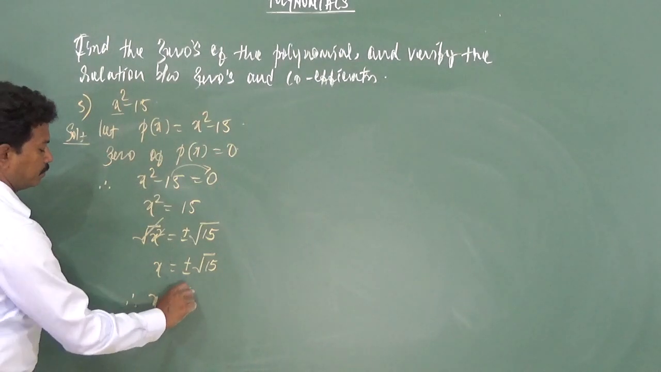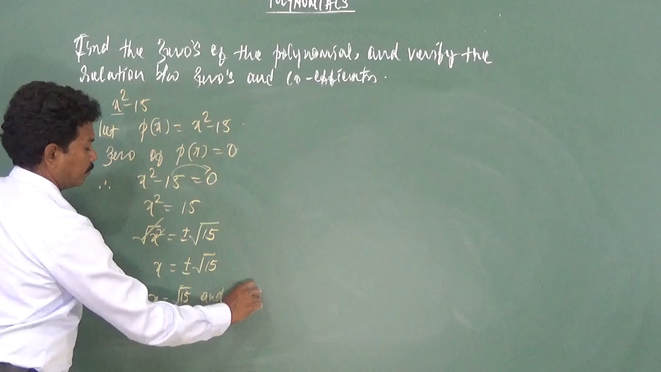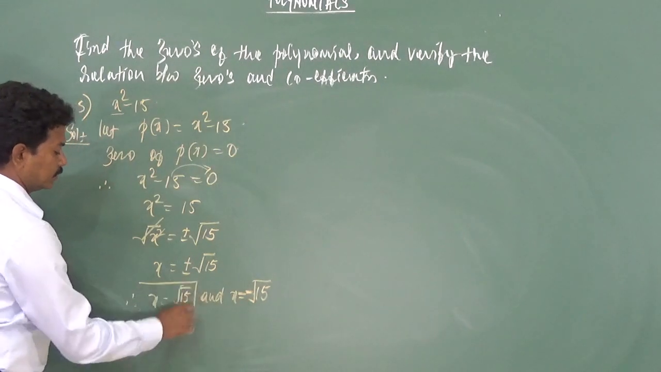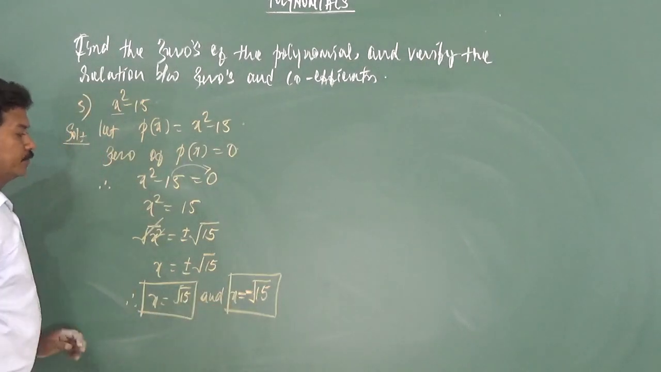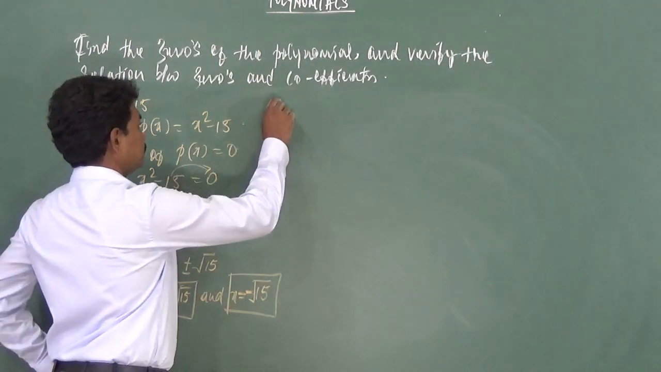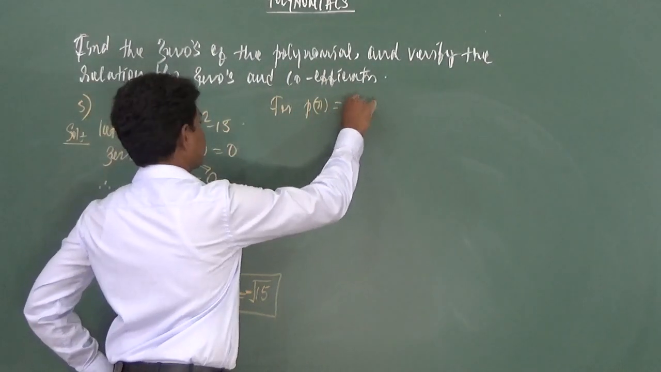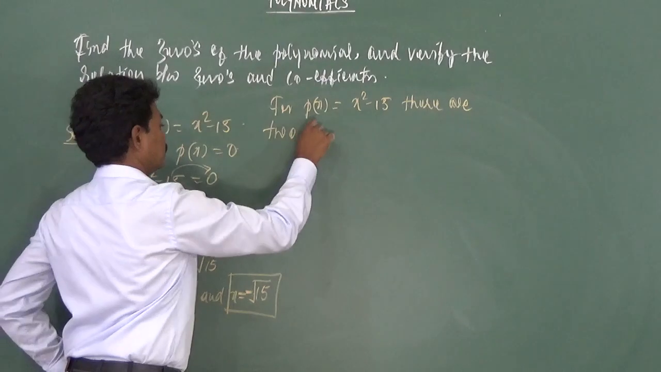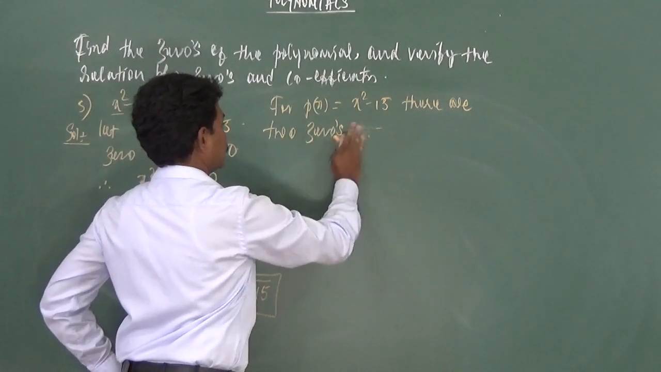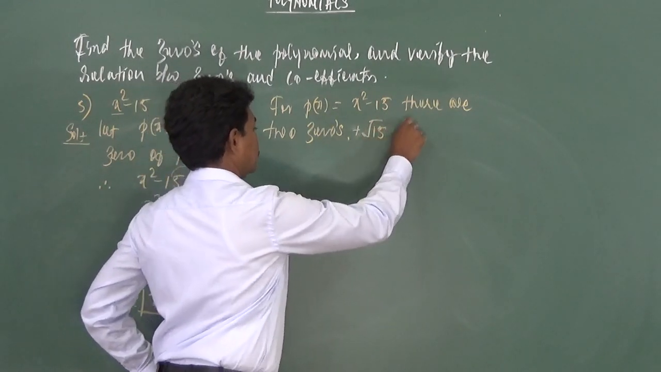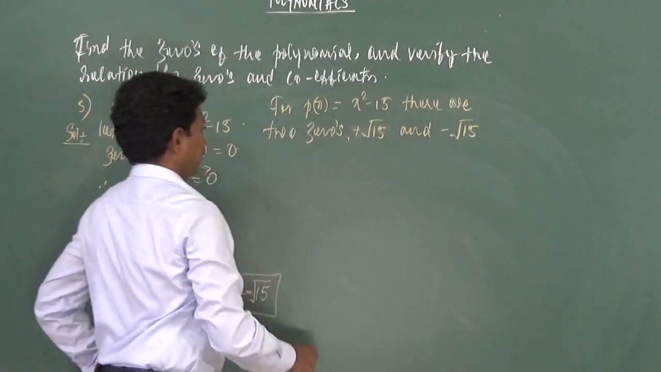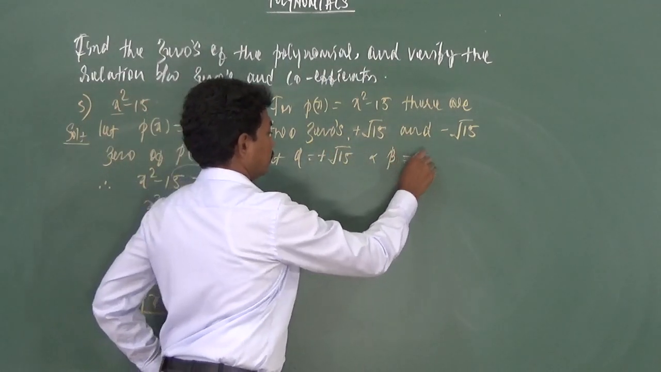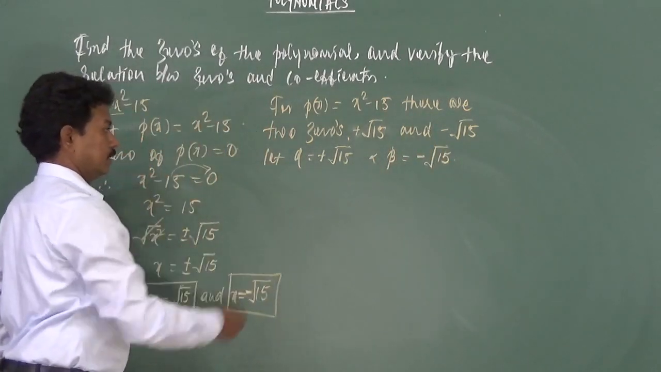Therefore x is equal to plus root 15 and x is equal to minus root 15. The minus should be written outside, not inside. So x is equal to root 15 and x is equal to minus root 15. These are the two zeros. So for p of x is equal to x square minus 15, there are two zeros, plus root 15 and minus root 15. Now let alpha is equal to plus root 15 and beta is equal to minus root 15. Let these be the two zeros.